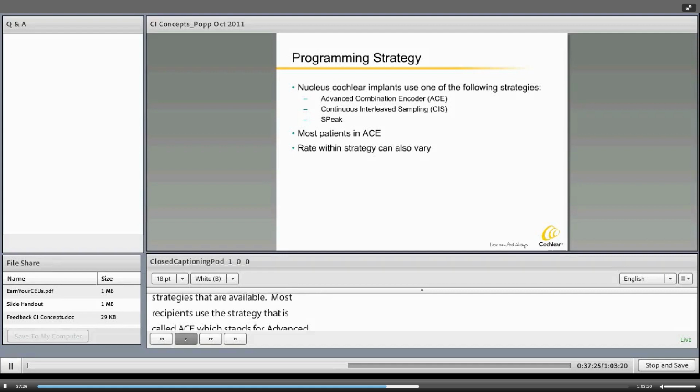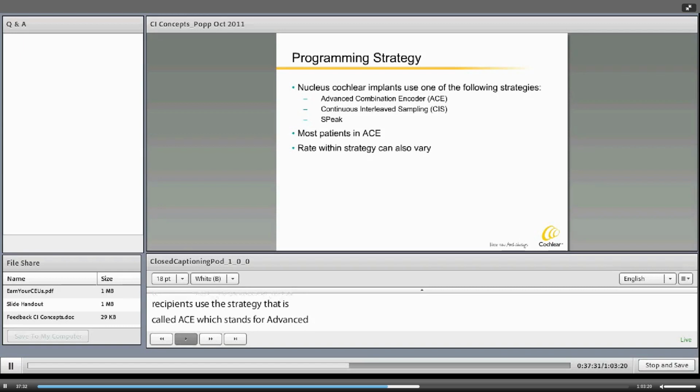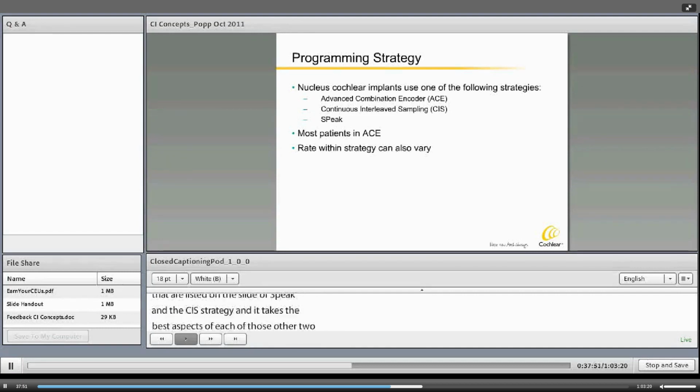For the Nucleus cochlear implants, we have 3 different sound coding strategies that are available. Most recipients use the strategy that's called ACE, which stands for Advanced Combination Encoder. And as its name suggests, it is a combination of the other two strategies listed below on the slide, SPEAK and the CIS strategy. It takes the best aspects of each of those other two strategies and combines them together.